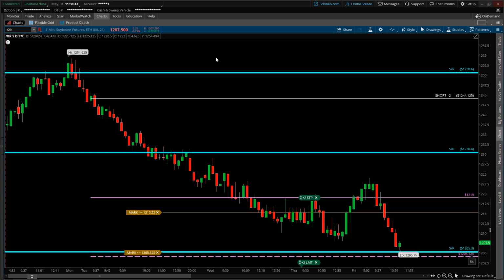Today's Friday, May 31st. Just another quick status check. The spot price for soybean futures is $1,207.25. So you can see that the pullback is still ongoing and is now in the process of retesting the local support level of $1,205. So this is the current candlestick right here.